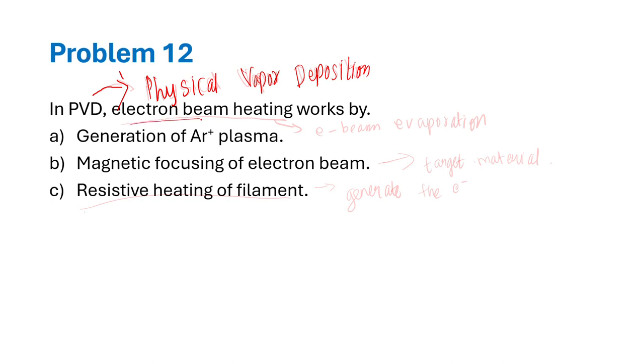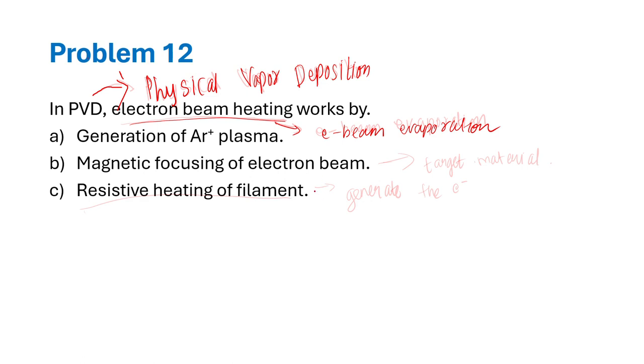Okay, so if this question is about how we are heating the material to be deposited, then we can say maybe magnetic focusing of electron beam. But if it is how we are generating the electron beam, then we can say it is resistive heating of the filament. So which is the correct answer? Because according to me, electron beam is there, fine, but B talks about the focusing. That is not the question being asked.